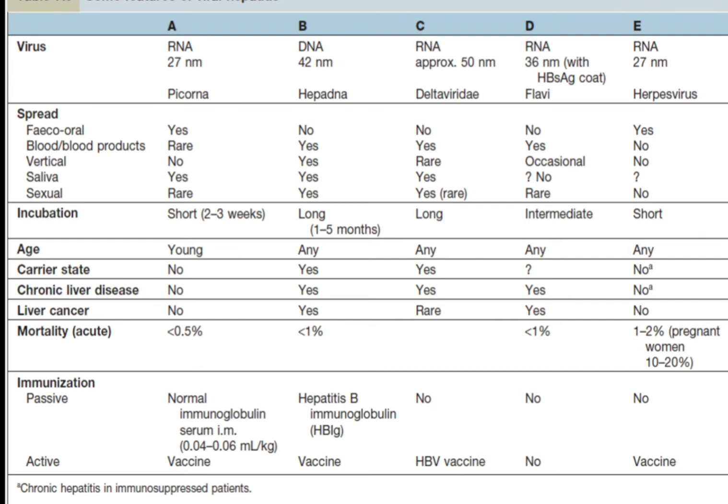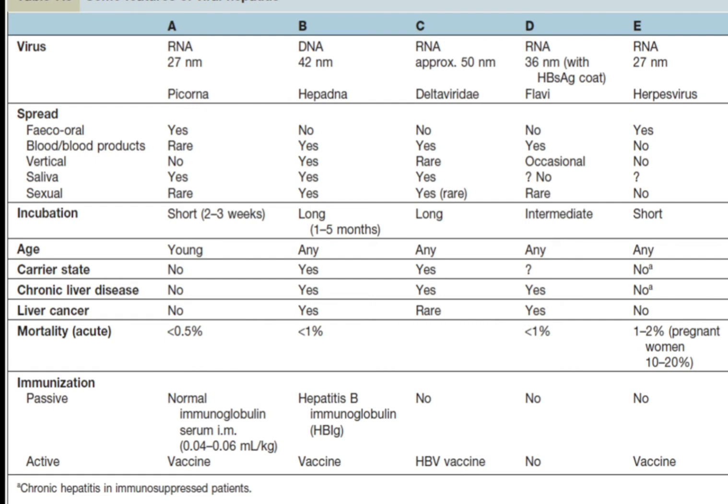Then transmission through saliva, hepatitis A, B, C. Then sexual transmission is rare by hepatitis A. However, hepatitis B is transmitted sexually. Hepatitis C is transmitted sexually, but it's rare. And hepatitis D is rare. Hepatitis E is not transmitted sexually.